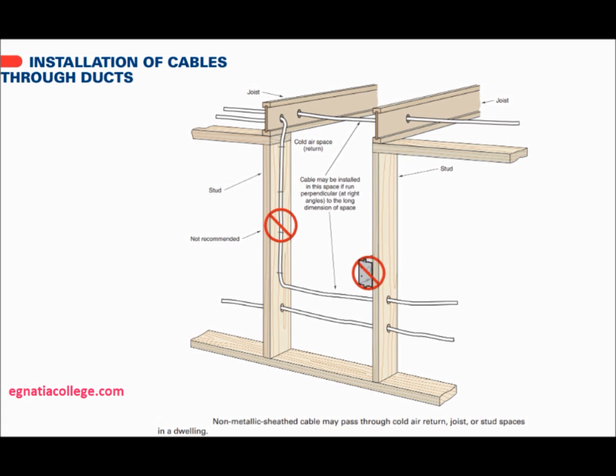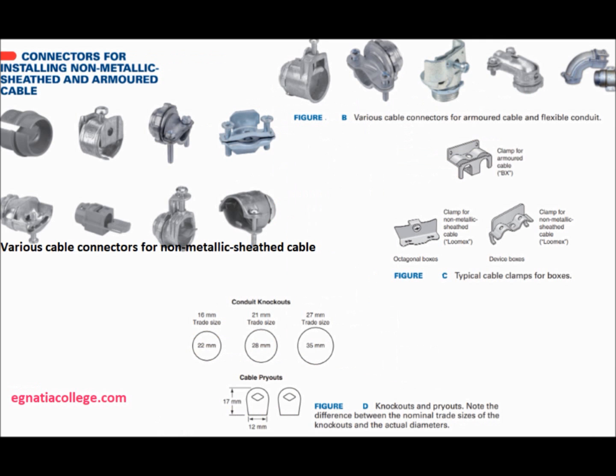long dimensions. Connectors for installing non-metallic sheathed and armored cable. The connectors shown in the figure are used to fasten non-metallic sheathed cable and armored cable to the boxes and panels in which they terminate. These connectors clamp the cable securely to each outlet box. Many boxes have built-in clamps as shown in C and do not require the separate connectors.